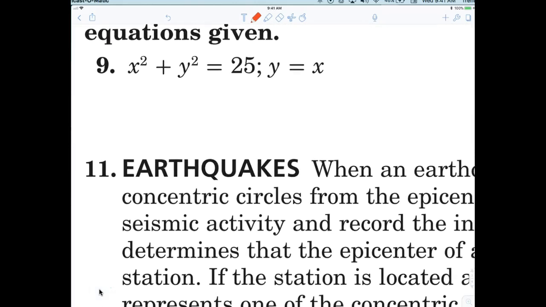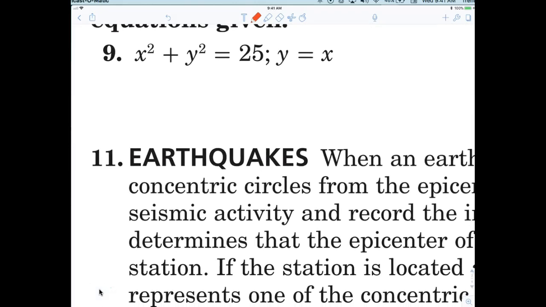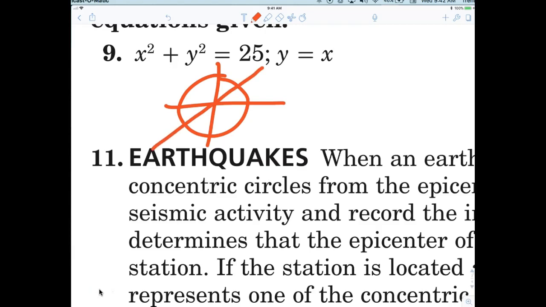So everybody take a look at number 9. One way of looking at this is just looking at the graphs. For question number 9, I have y equals x, and I'm trying to find the point of intersection. So I have a circle that looks like that, and I have a line that looks like that. So how many points of intersection are there? 1.